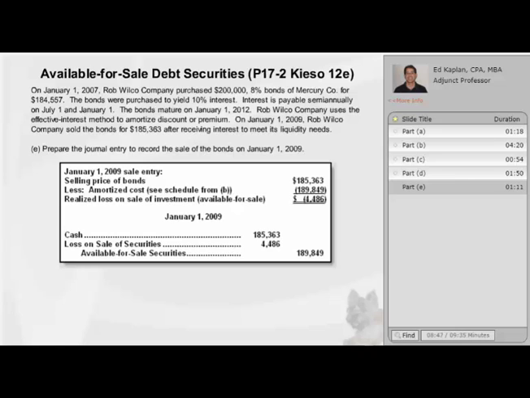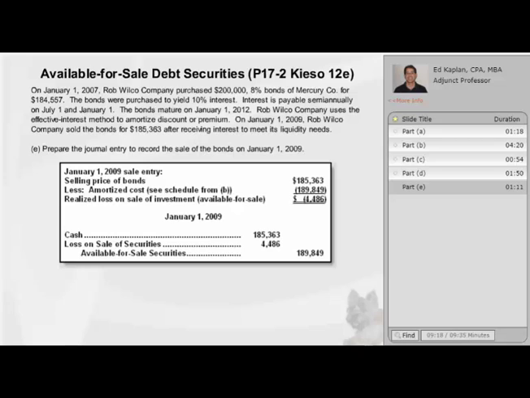The amortized cost, according to our schedule at that point, was $189,849. So we had a realized loss on the sale of investments, and these are available for sale securities, of $4,486. With that knowledge, we can make the entry on January 1st, 2009. We receive cash of $185,363.